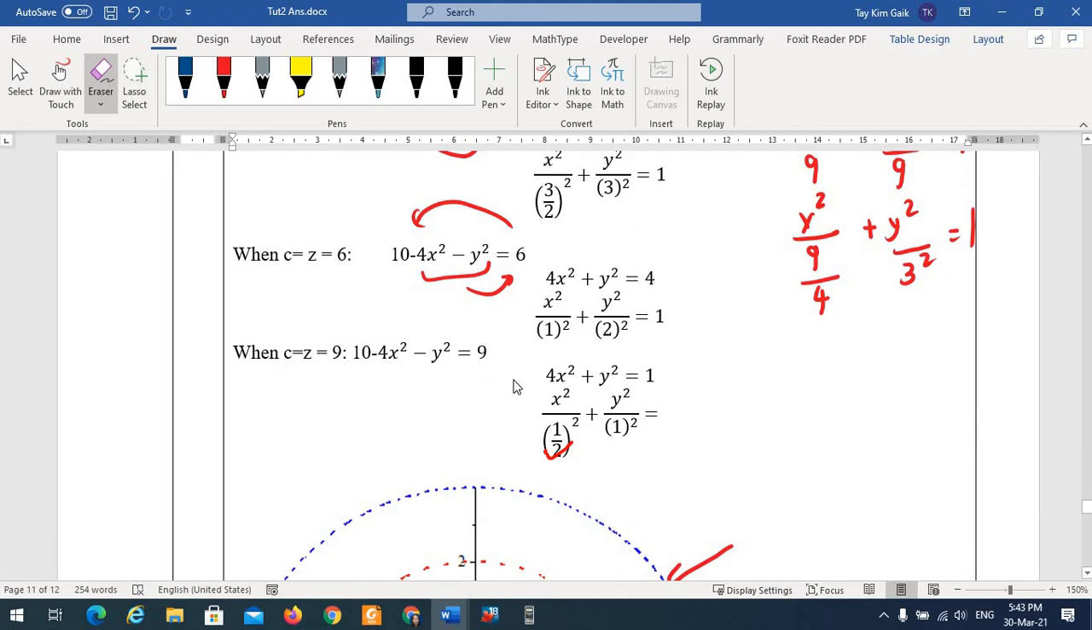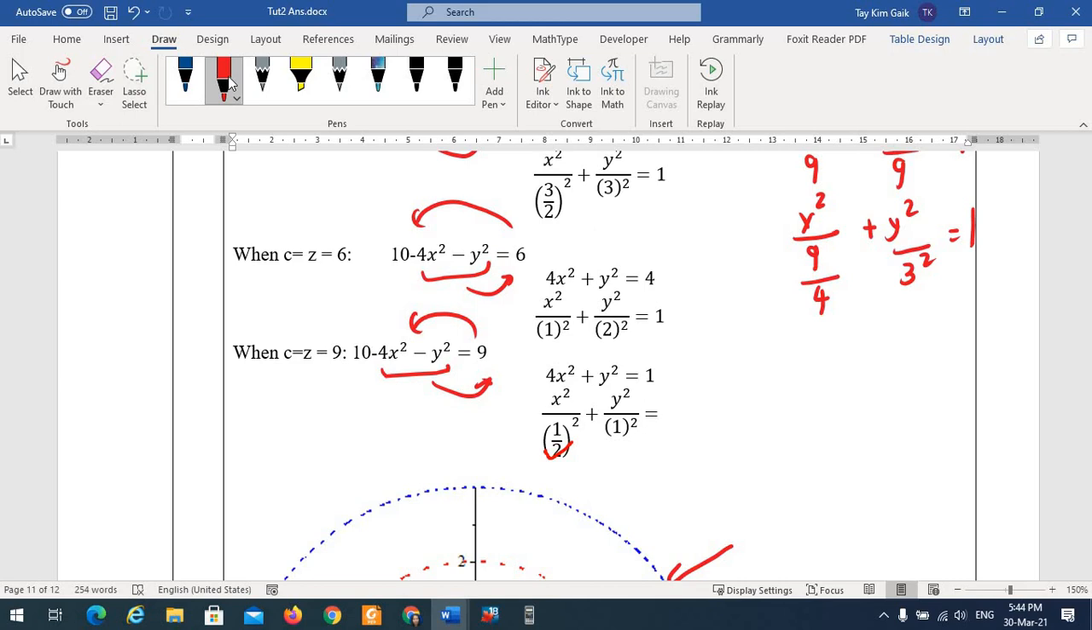We have 10 minus 4x squared minus y squared equal 9. So 10 minus 9 is 1. These two, bring to the other side, they become positive. Bring 9 to here. So 4x squared plus y squared equal 1. So divide both sides by 1.